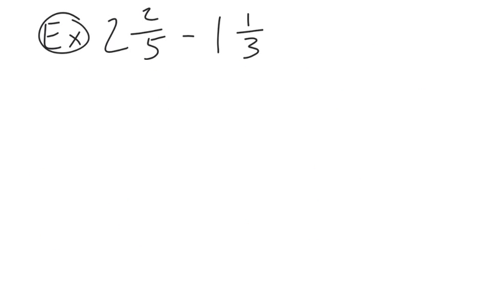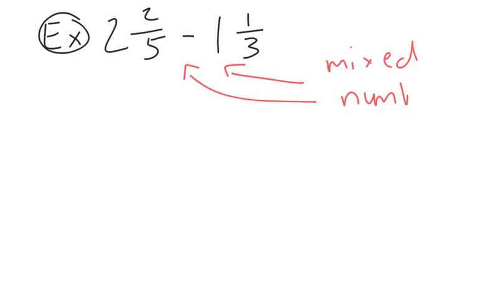We're going to be doing one last example. We want to figure out 2 and 2 over 5 subtract 1 and 1 over 3. You'll notice that these are both what we call mixed numbers. We want to convert these mixed numbers into improper fractions.